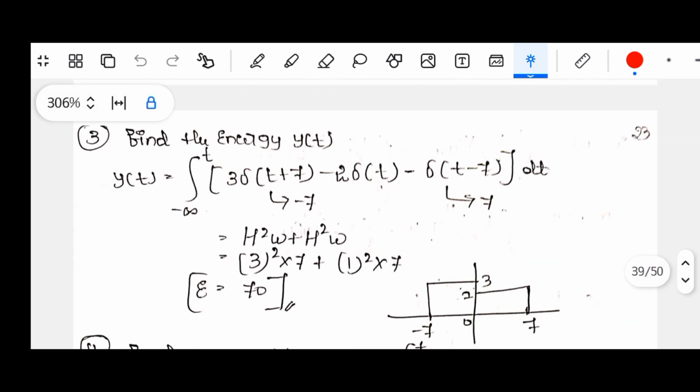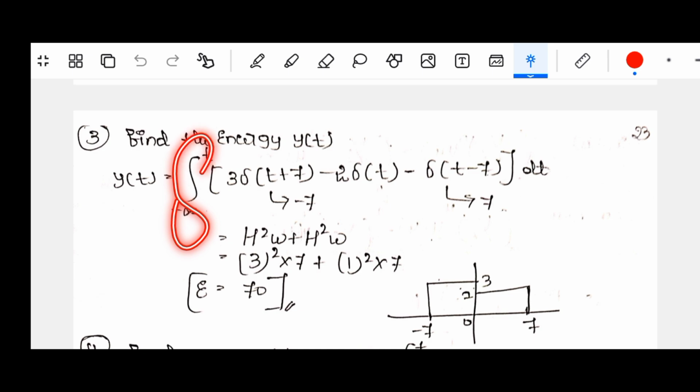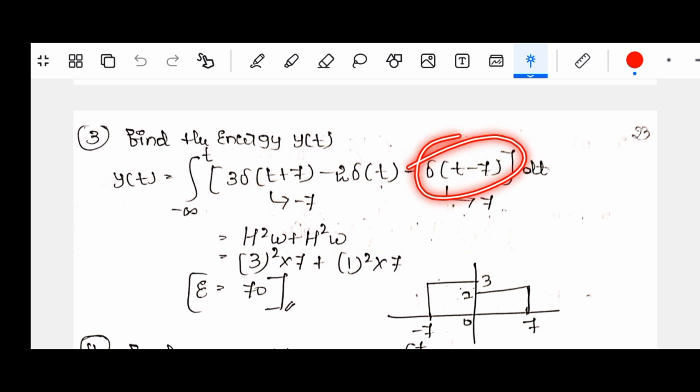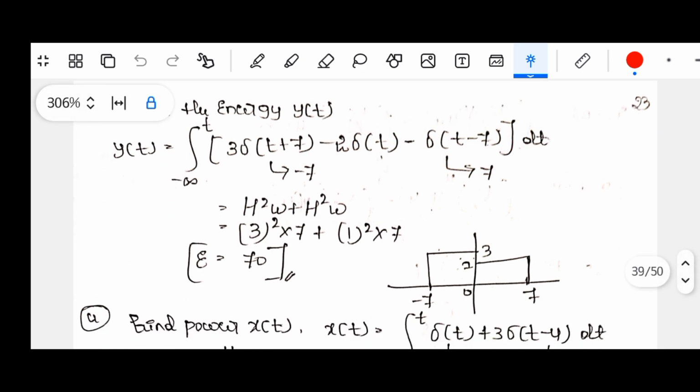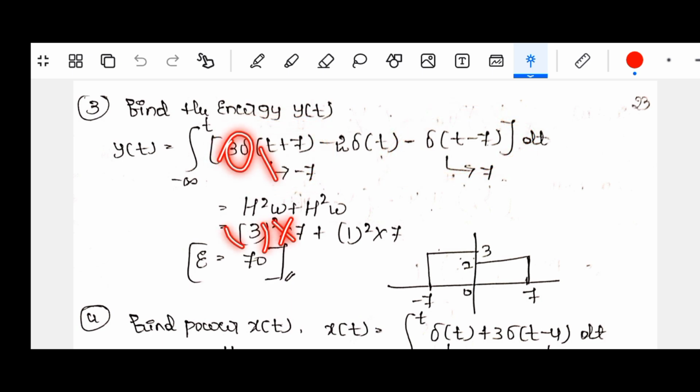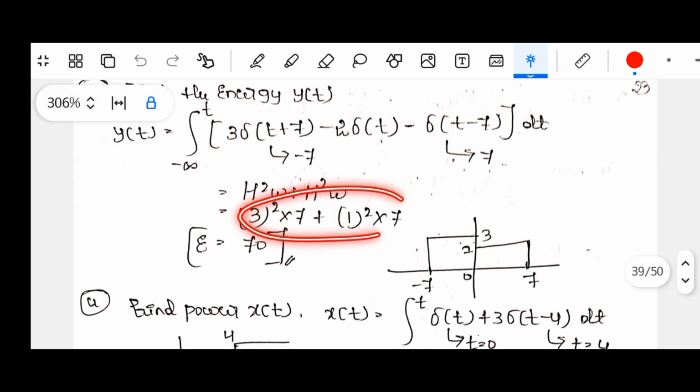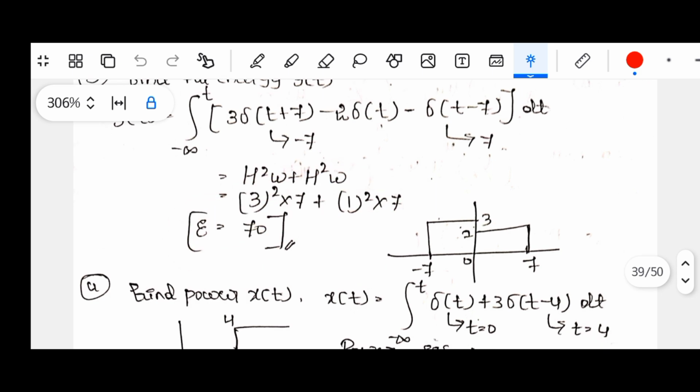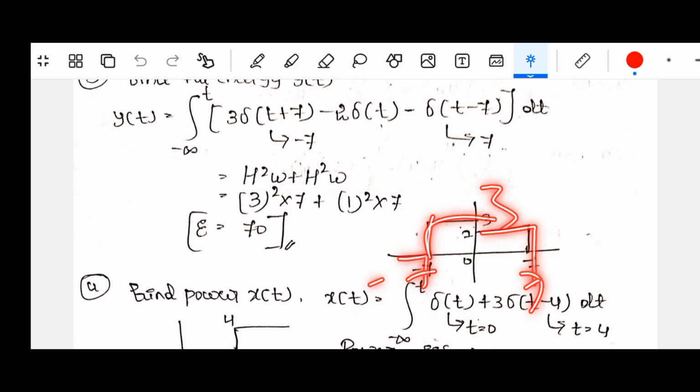Find the energy of the given signal y(t) = integration from minus infinity to t of 3δ(t+7) − 2δ(t) − δ(t−7) dt. The locations are −7, 0, and +7. Energy is height square into width plus height square into width, where the height is 3 whole square and the width is 7. Therefore, 3 square into 7 plus 1 whole square into 7. Solving this, the energy will be 70. Here the width is −7 with height 3, and the width is +7 with height 1.